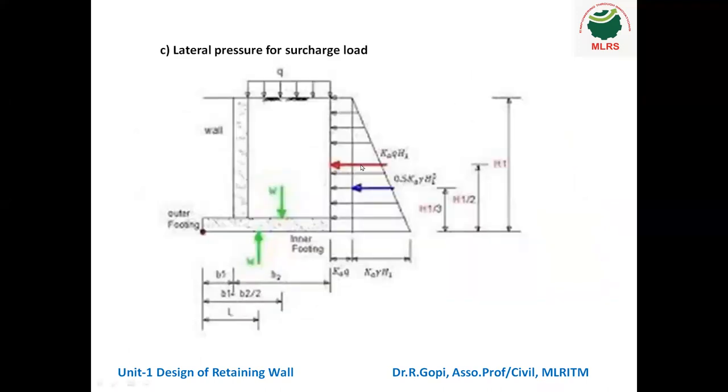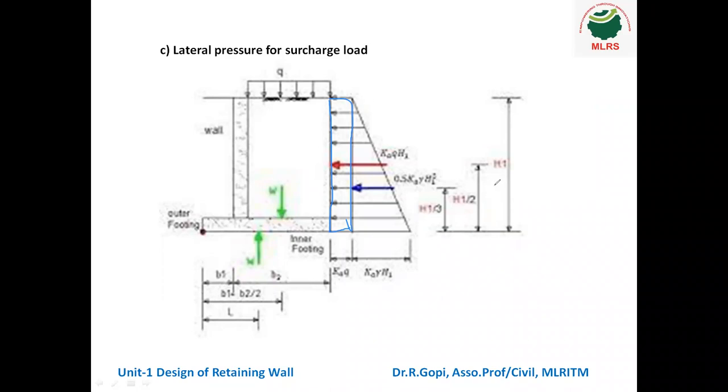Next, coming to surcharge. Suppose any load acts, here you can see a uniformly distributed load. Suppose a vehicle is moving on a road constructed in this portion. If a vehicle or train is moving on the road, that is called surcharge load. For the surcharge load, we have to include one more pressure distribution diagram. It is like a rectangle, students, this portion. This is the pressure distribution for the surcharge load, and one more triangle is for the backfill.